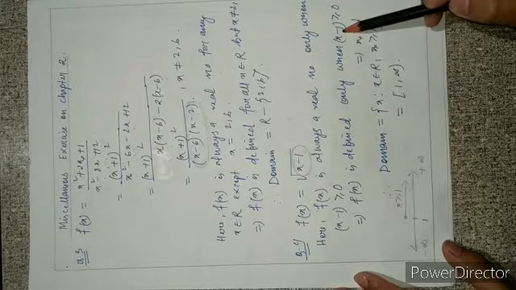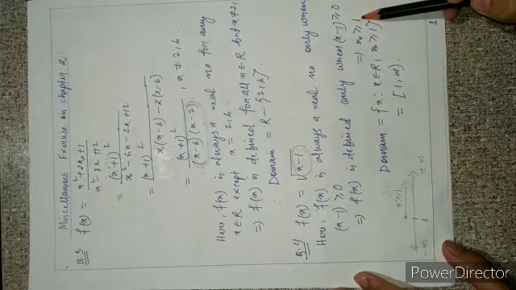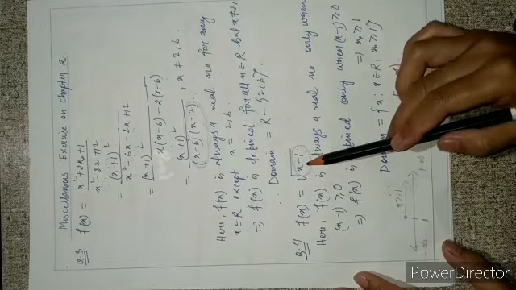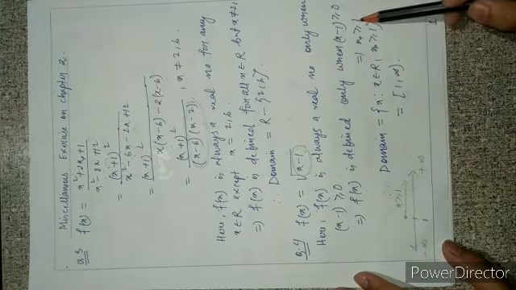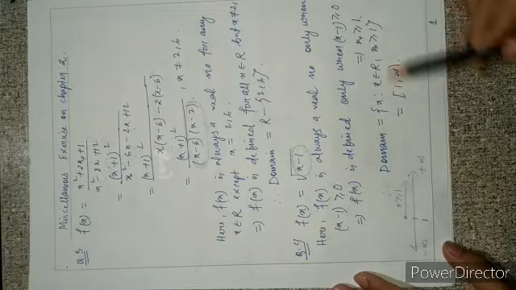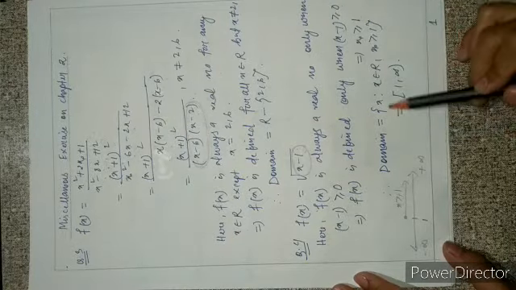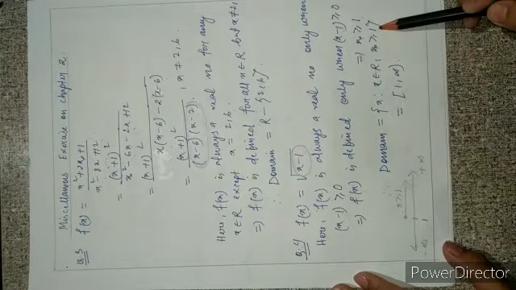Then adding plus 1 on both sides of the inequality, we have x should be greater than or equal to 1. And so the domain of the function will be x belongs to R, but x should be greater than or equal to 1.